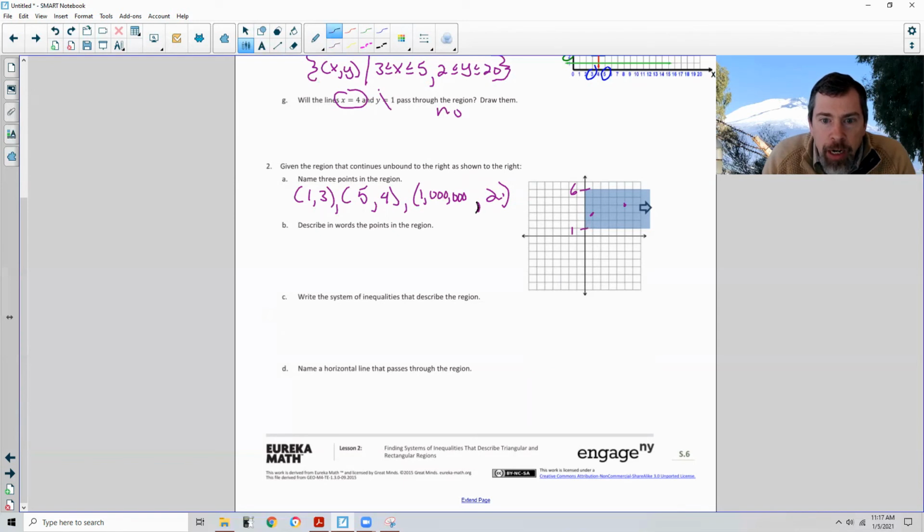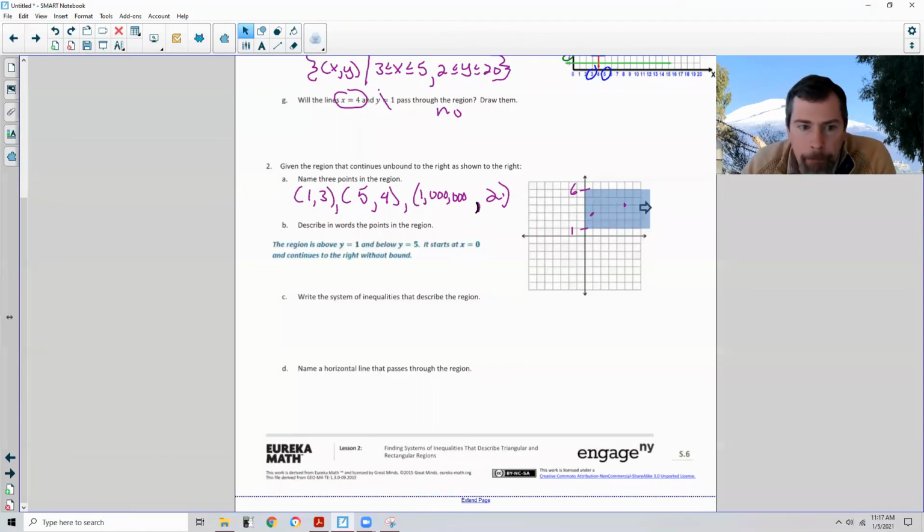Okay, let me just use this comma as X, Y, so you're not confusing it with the commas in the million. So if I went to the right 1,000,000, I'm way off the screen to the right here, and I go up 2, I would be in this region that continues forever to the right. It says to describe in words the points in the region. Okay, the region is above Y equals 1 and below Y equals 5. It starts at X equals 0 and continues to the right without bound, is how you would say that. Or it continues to the right forever.